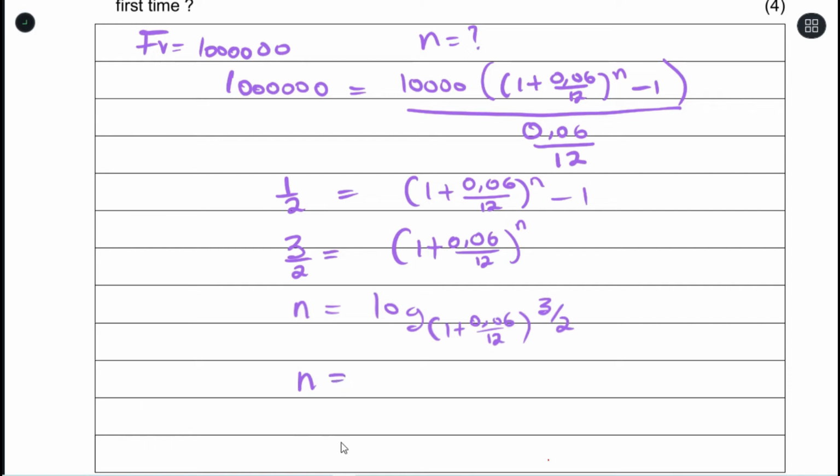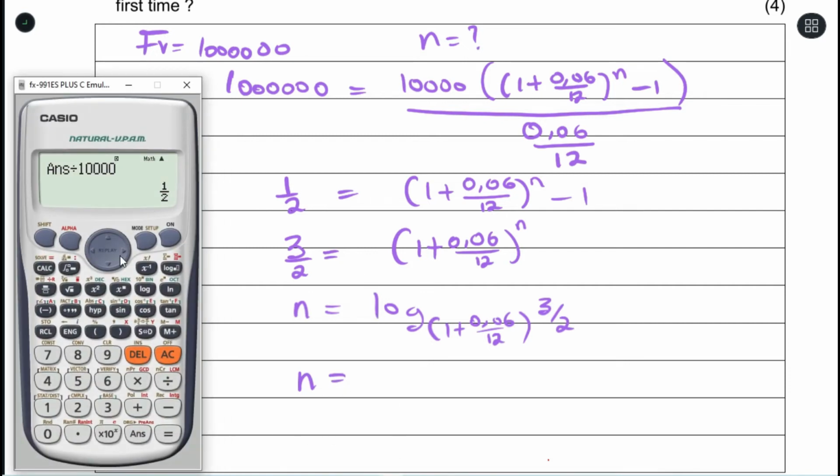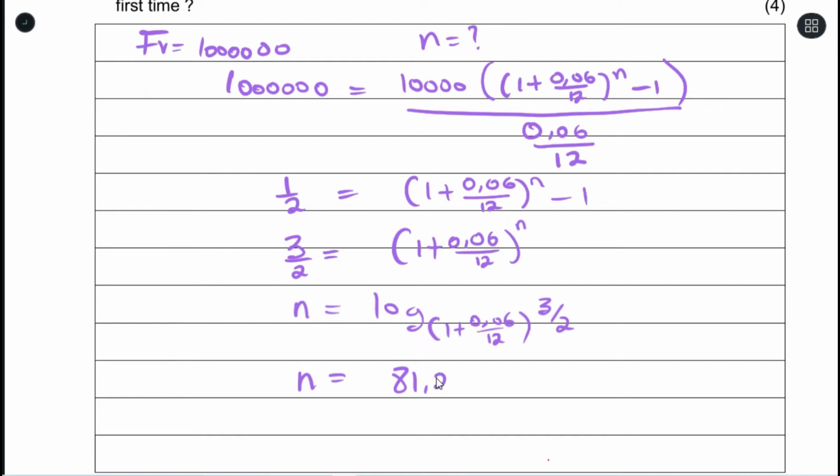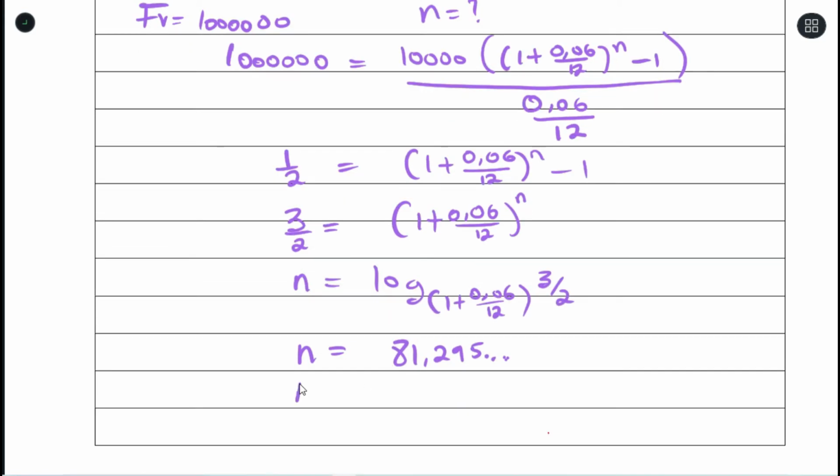Okay, so putting this all in your calculator, this is what we get. This one here is 3 over 2. Now, this here gives you 81.295, right? 81.295. Okay, so next you have to round up to whole numbers. Since it can't be decimals, this here will be 82 payments, right? After the 82nd payment, you would exceed 1 million rand.